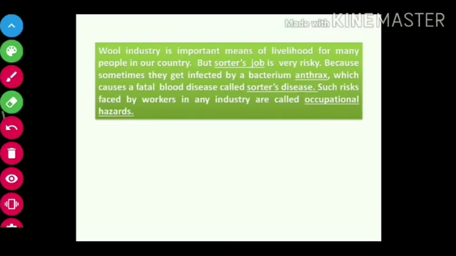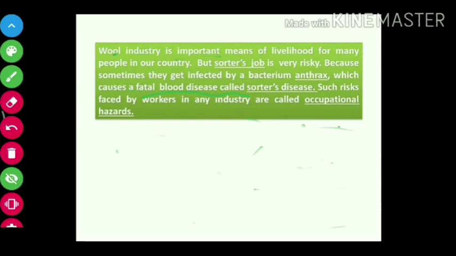Next we'll go to: the wool industry is an important means of livelihood for many people in our country. Many people are producing wool by keeping sheep. But a sorter's job is very risky. Sorter's job means those who are doing sorting, separating the fibers according to their size or texture. Sometimes they get infected by a bacterium called anthrax. This anthrax is very dangerous, and causes a fatal blood disease called sorter's disease.